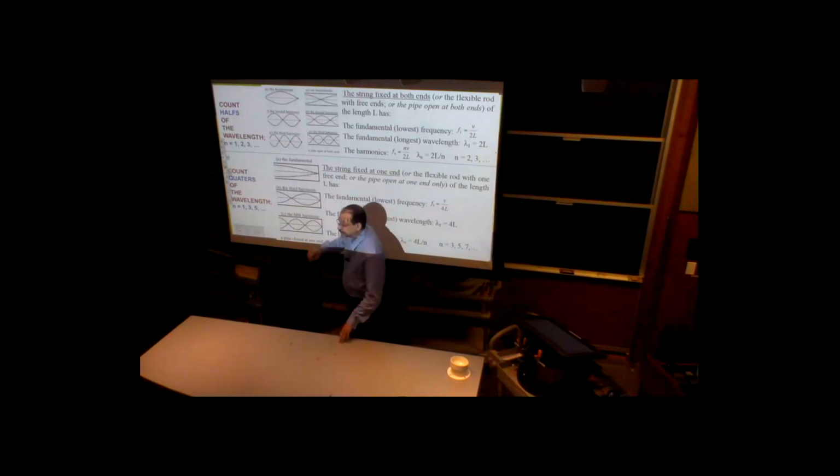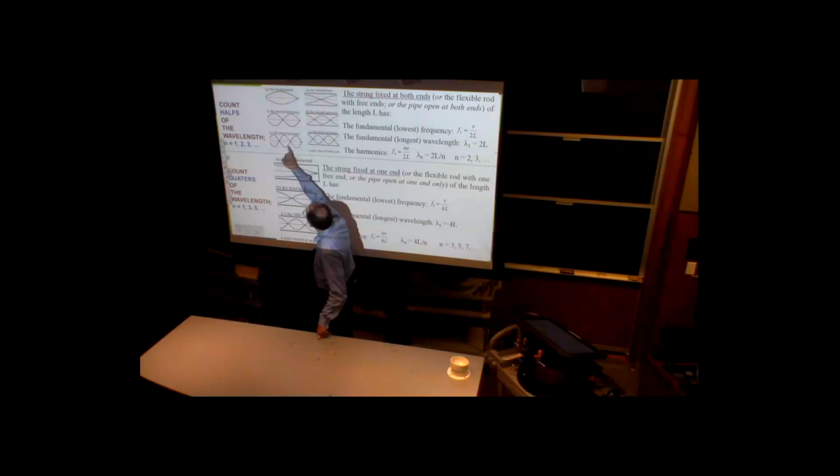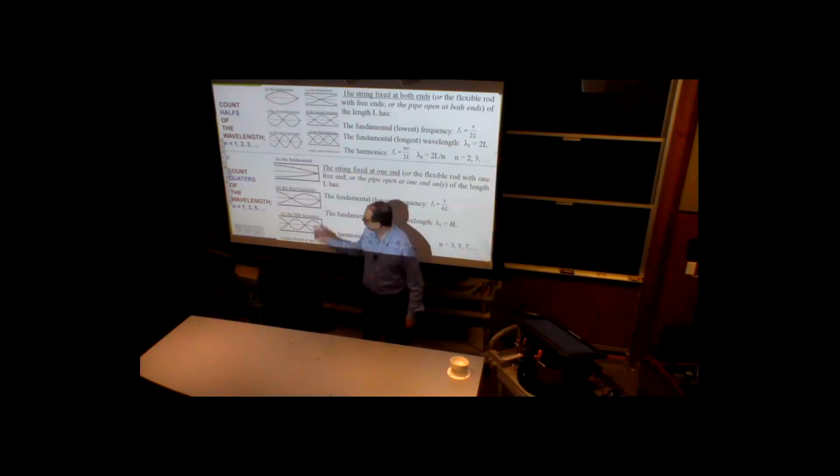What do we count for a standing wave generated in a pipe with open ends, or a standing wave generated on a string with fixed ends? See? The third mode: 1, 2, 3, 3 antinodes. First mode, 1 antinode. Here, what do we count?